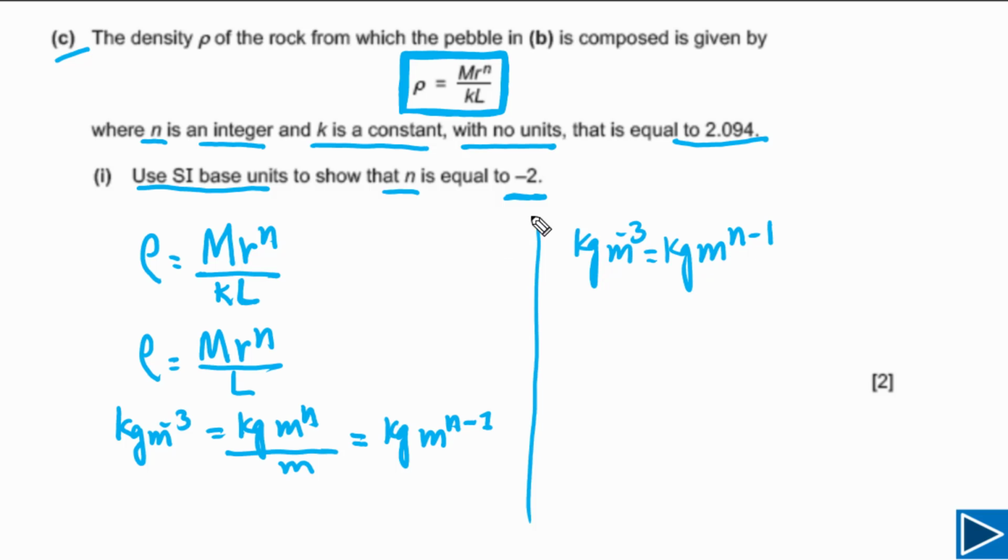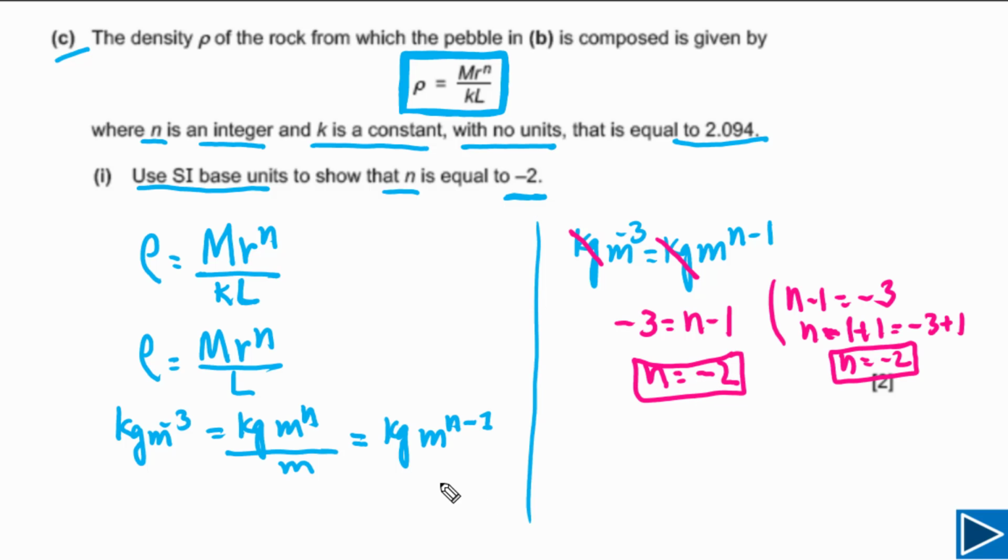Now we just need to simplify this one. If you look at this one, you can see kg is on both sides. So simply we can cancel this one. And we are left with m to the power of negative 3 is equal to m to the power of n minus 1. So simply in this case, minus 3 has to be equal to n minus 1. Now if we further simplify this one, n in this case will be equal to minus 2. So this is our final answer. So this is minus 2. This is what the question was asking us, to show that n is equal to minus 2.